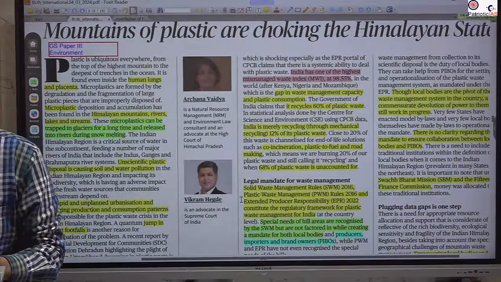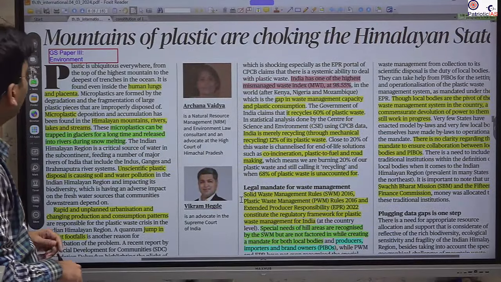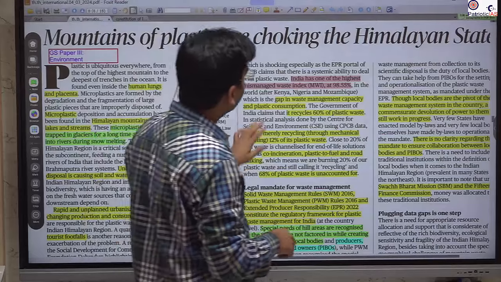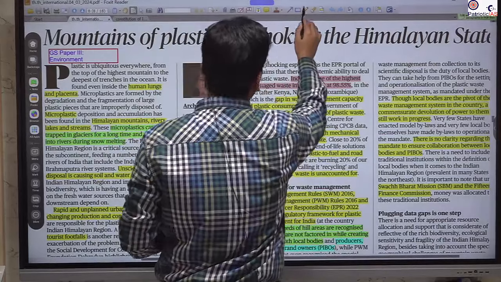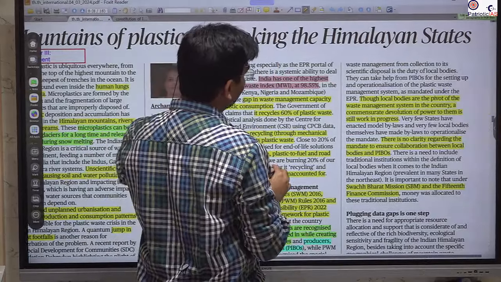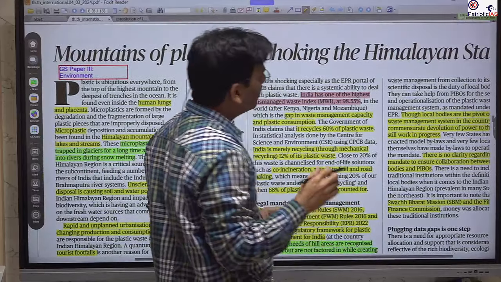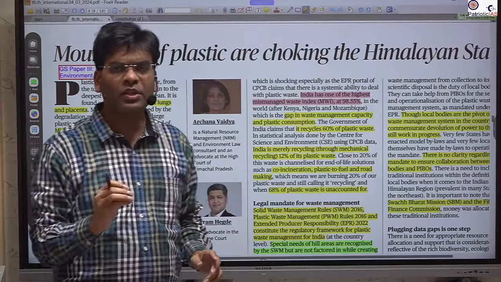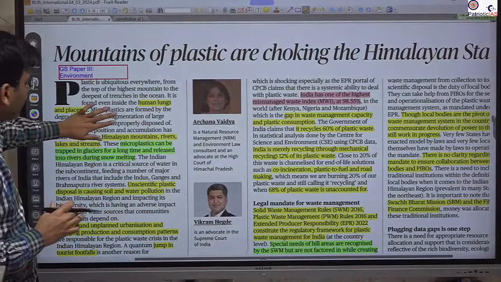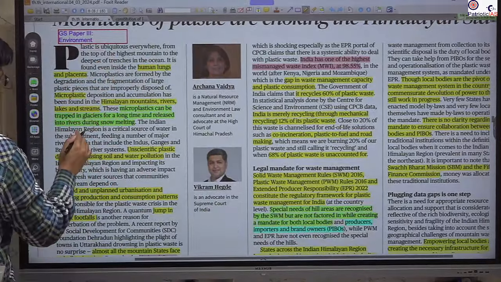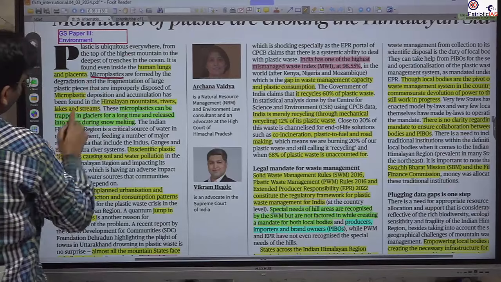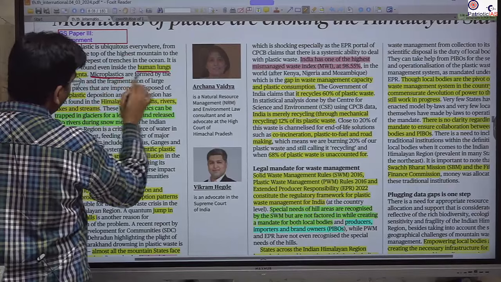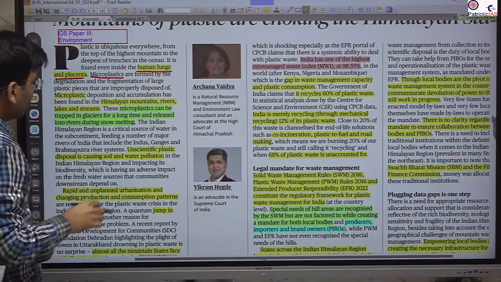Next important topic that we are going to take is with respect to this: mountains of plastic are choking the Himalayan state. This is the news. This is not just the Himalayan state; you will find that such plastic choking is taking place everywhere. Here it has been given that plastic and microplastic is not just there, but they are within our lungs and the placenta. This is the condition.